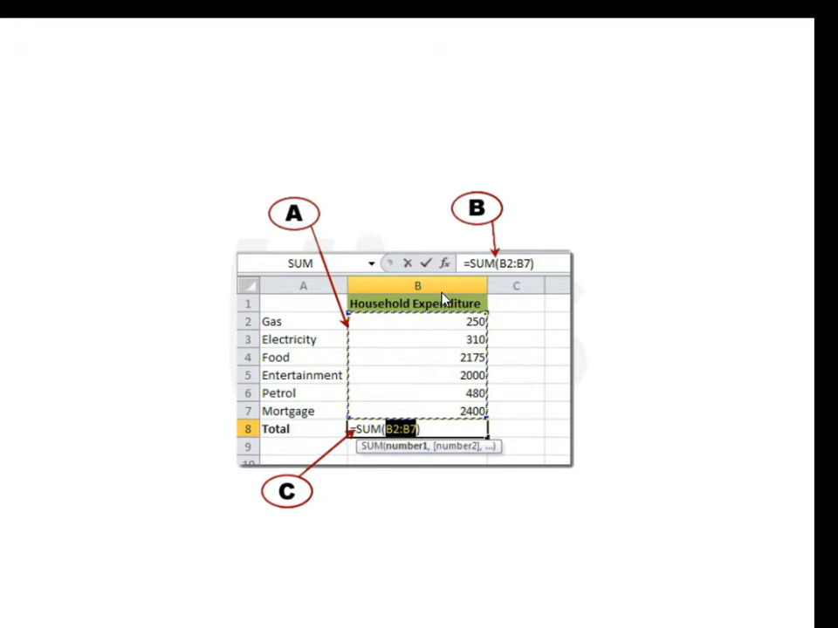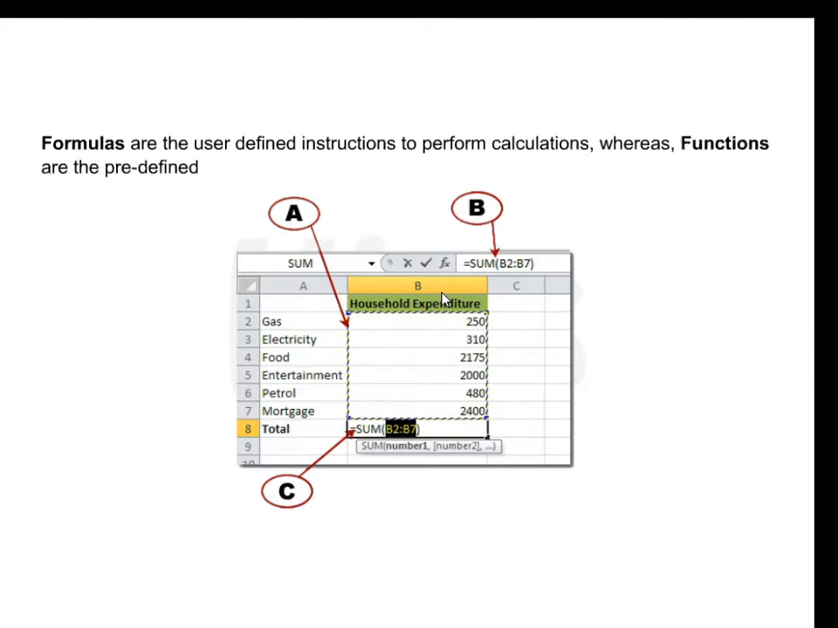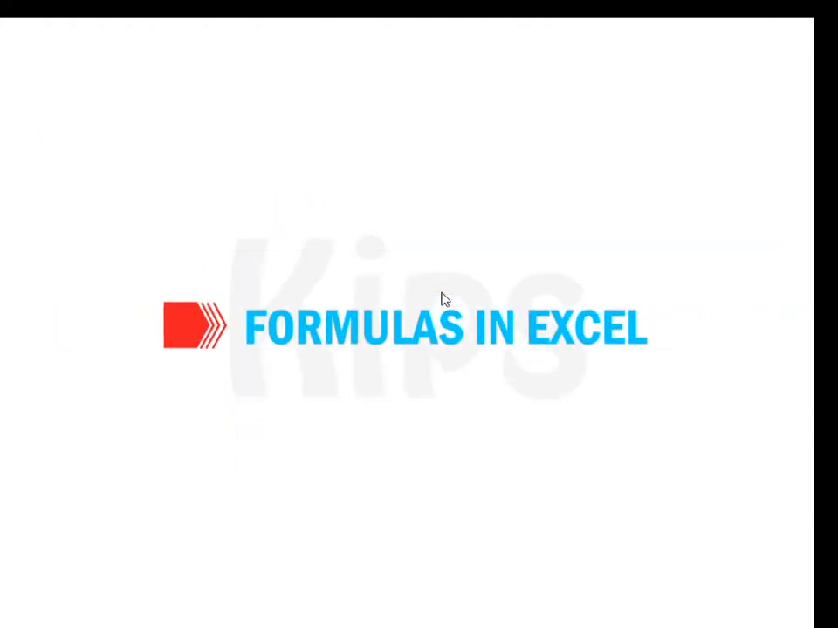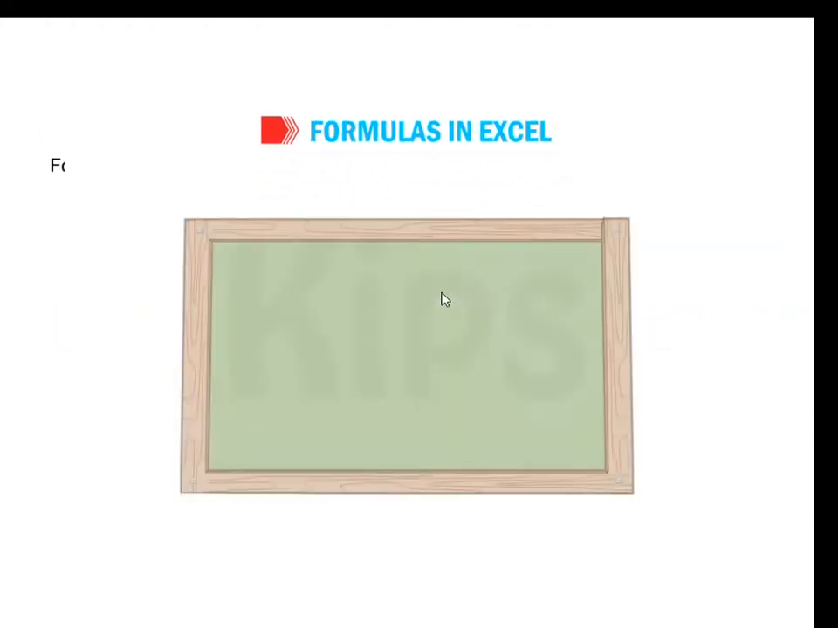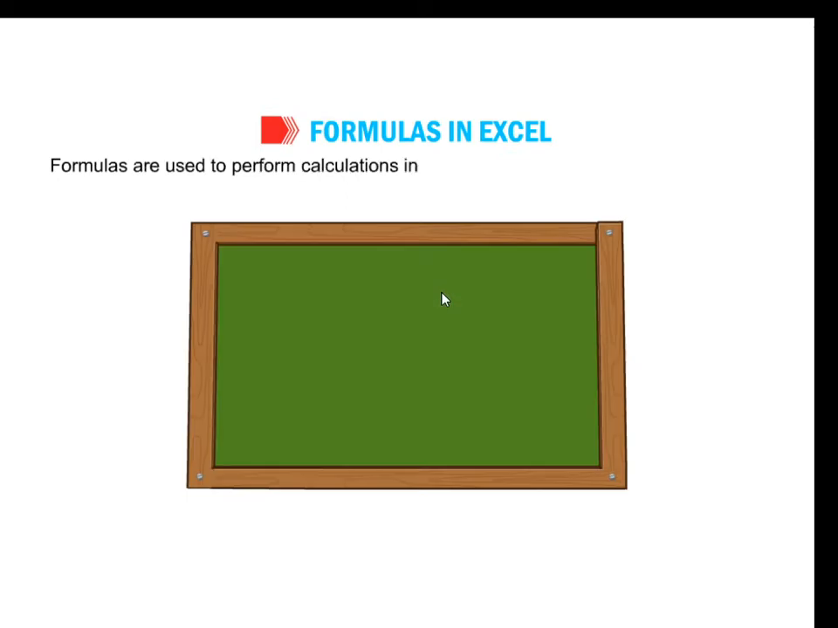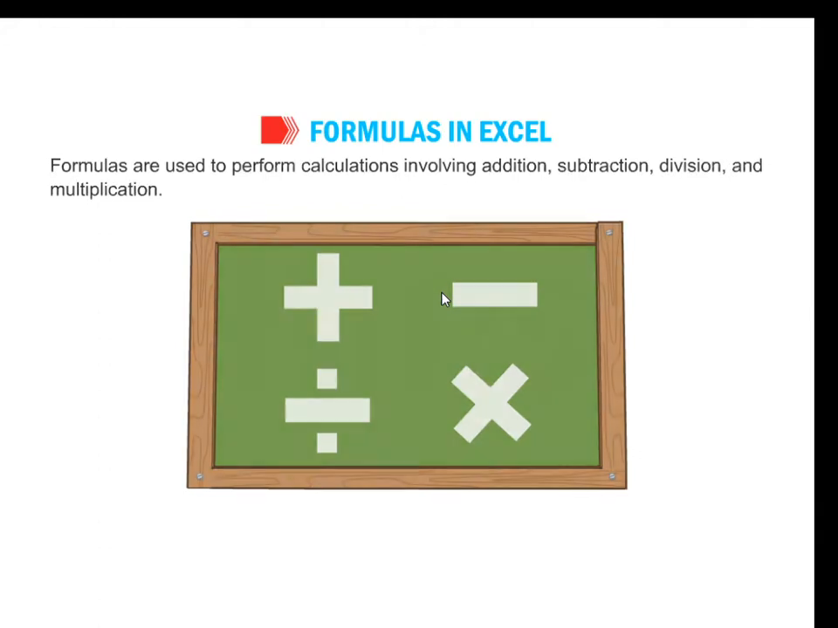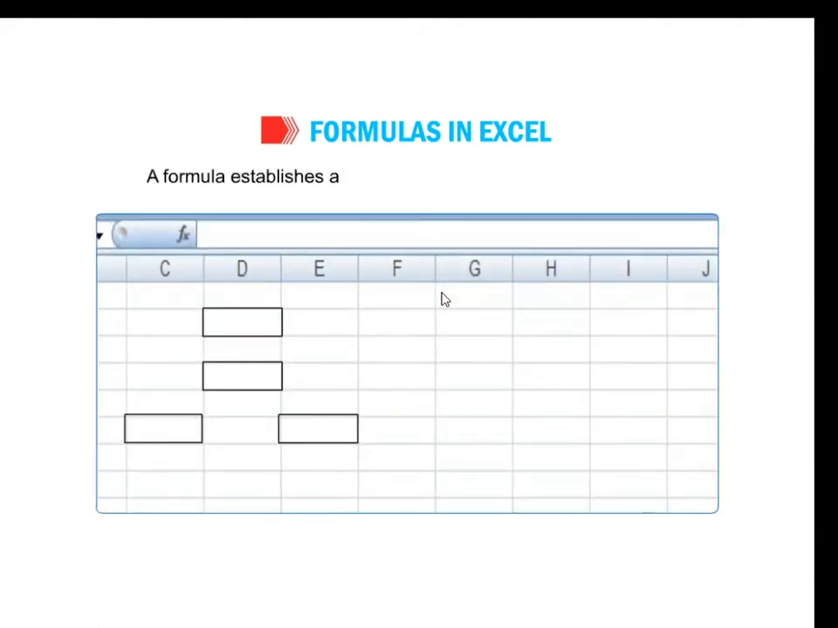scenarios. Formulas are the user-defined instructions to perform calculations, whereas functions are the predefined or inbuilt formulas that come with Excel. Students, let us first start with the formulas in Excel. Formulas are used to perform calculations involving addition, subtraction, division, and multiplication. A formula establishes a relationship between two or more cells.